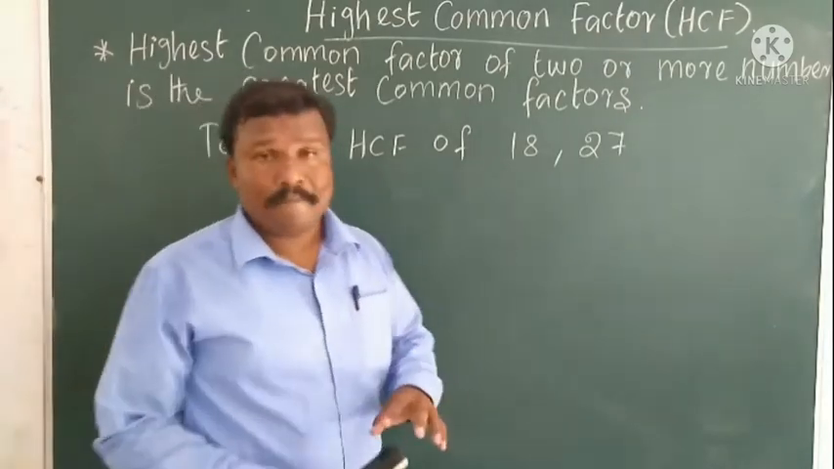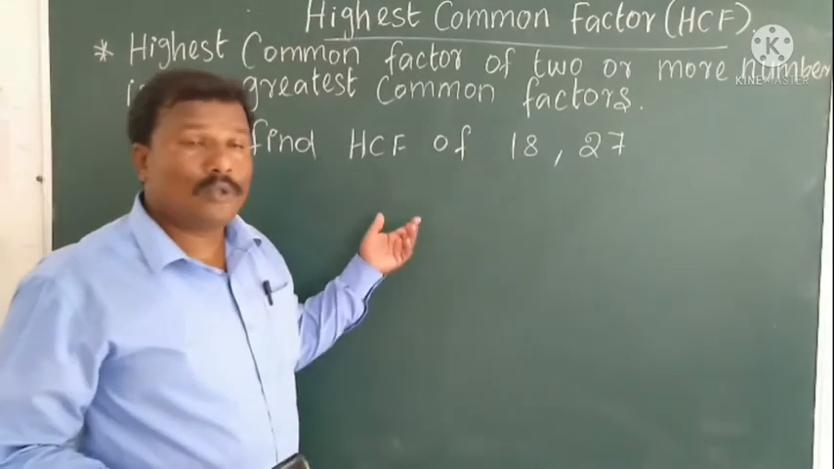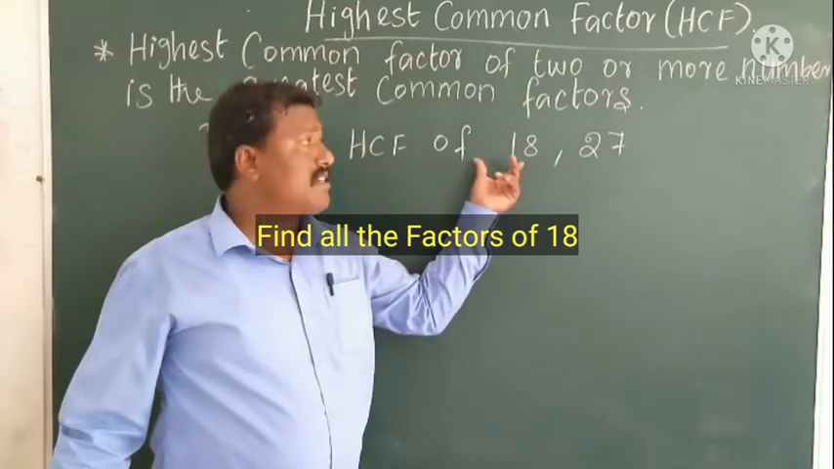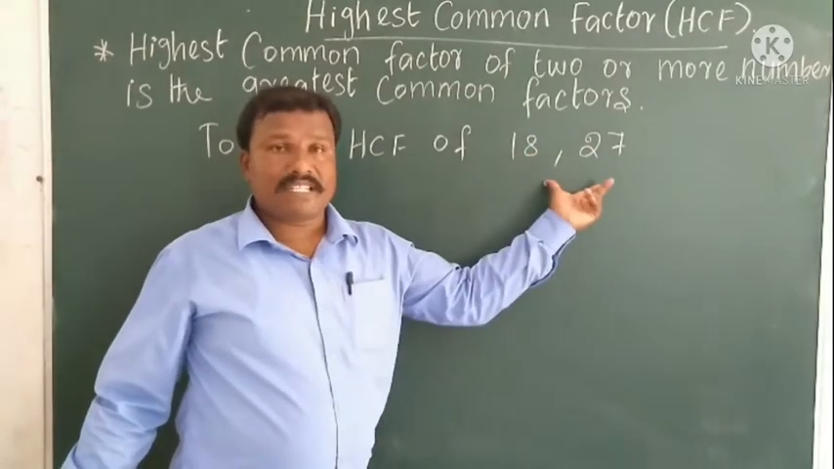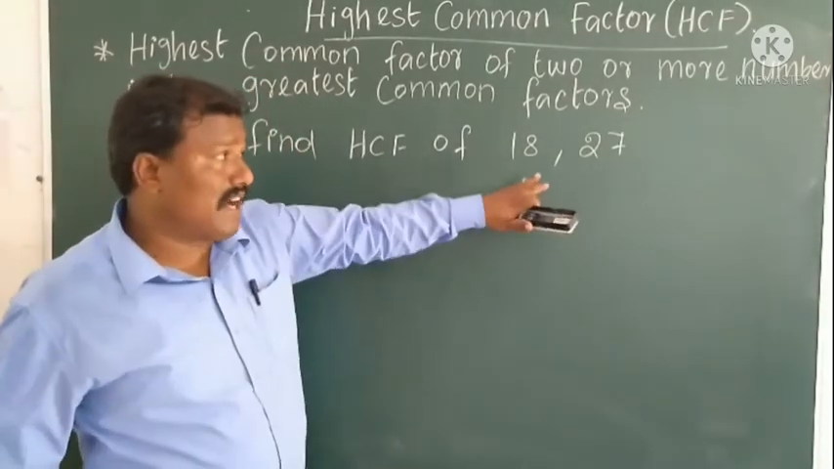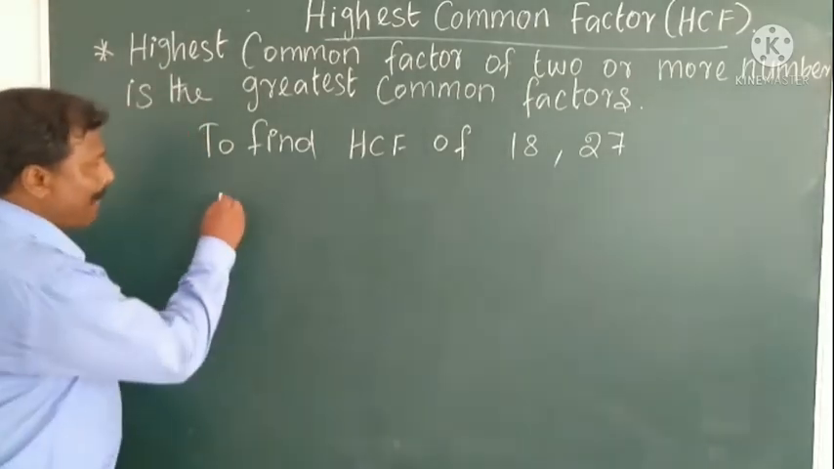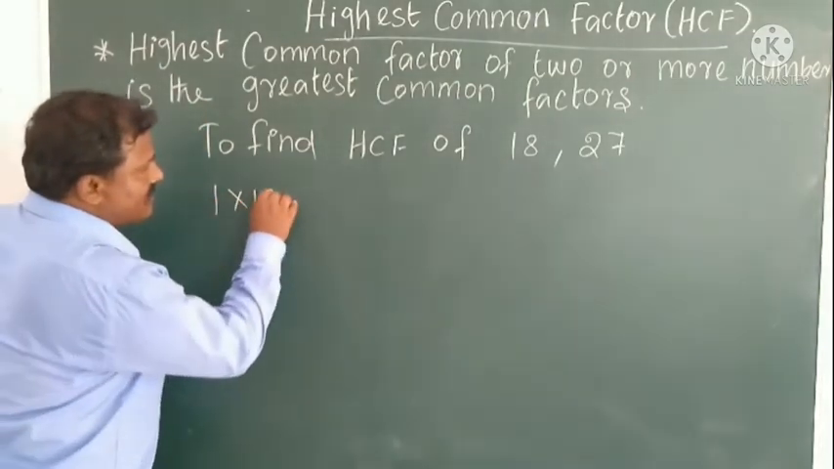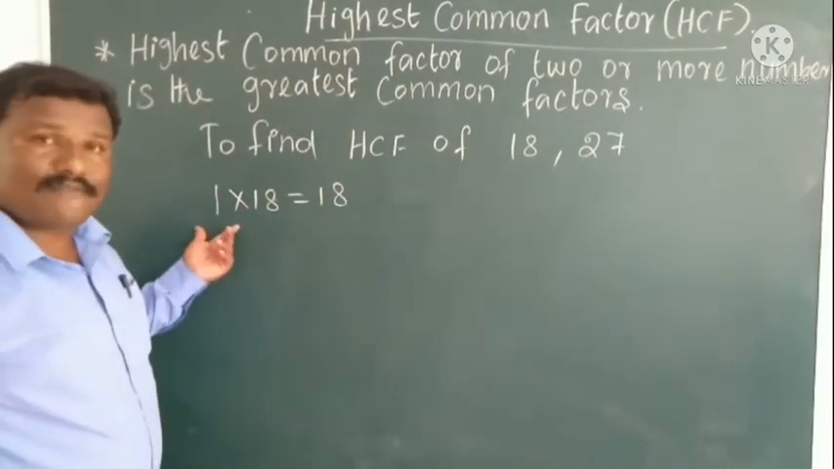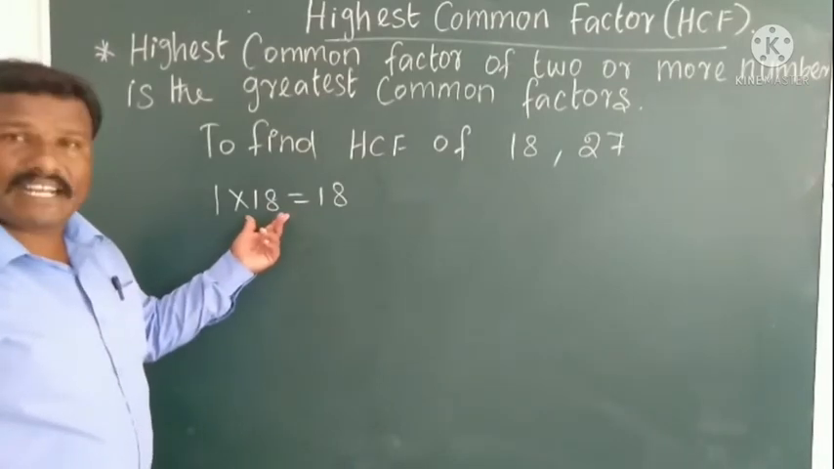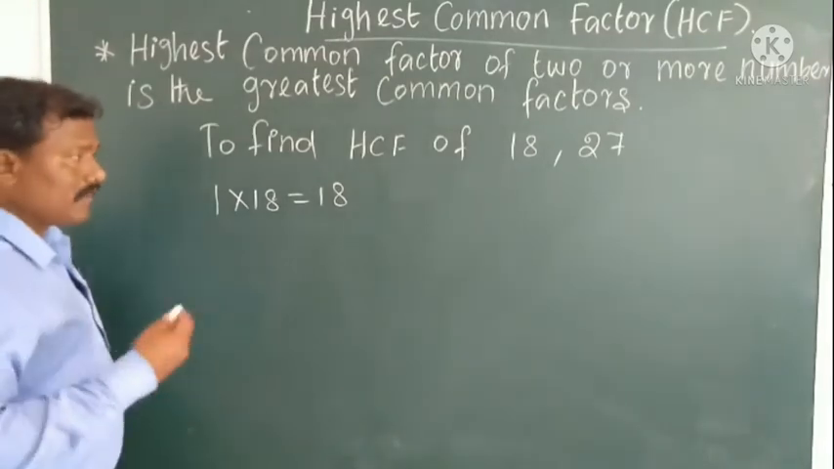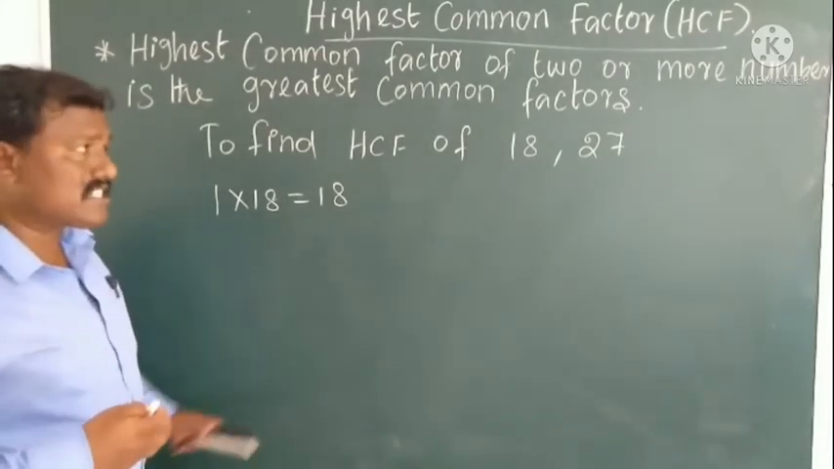So how to find the highest common factor? I told you the first step is to find the factors of the given numbers. What are the numbers? 18 and 27. First I am going to find the factors of 18. 1 times 18 is equal to 18. 1 is a factor of all numbers, and the number itself is also a factor. So 1 times 18 is equal to 18.